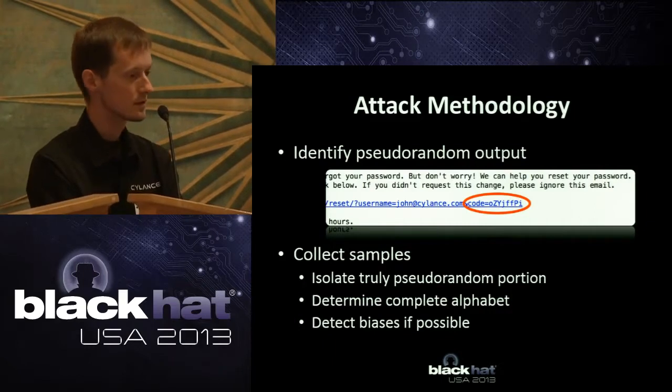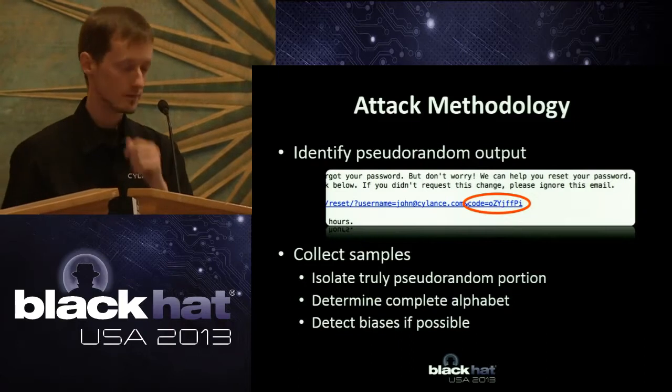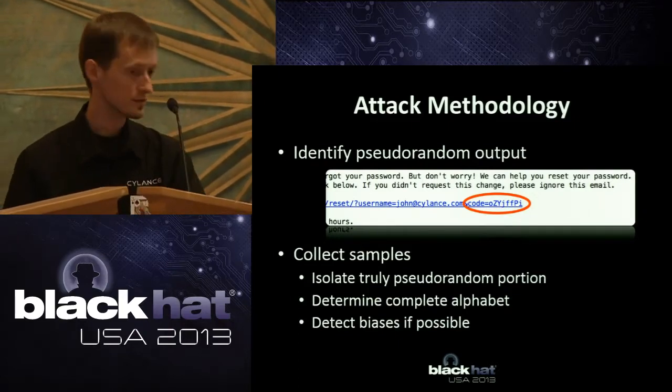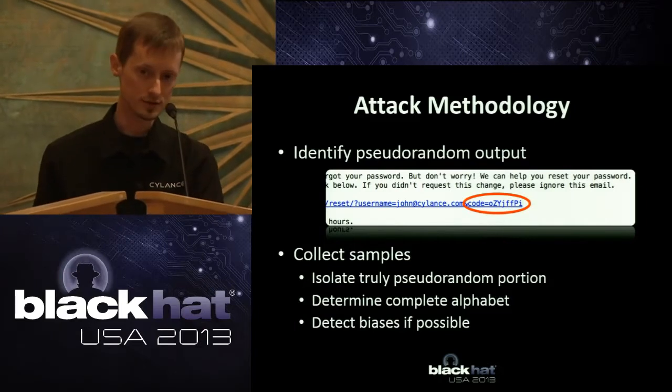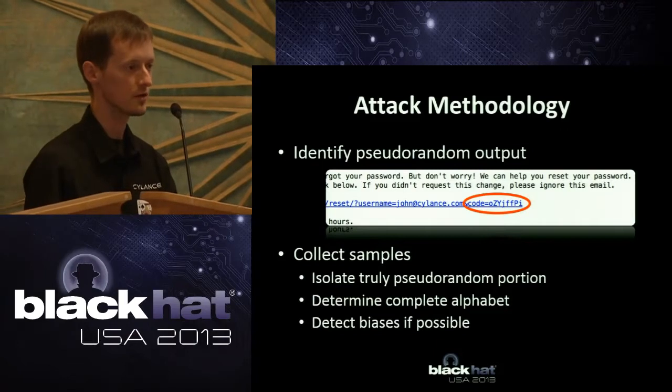Step 2 is collect samples. Here we have one sample, but we need more samples. The goal is to collect enough samples that you've seen every symbol that the application can throw at you. In other words, you want to see every symbol that can turn up in its alphabet.